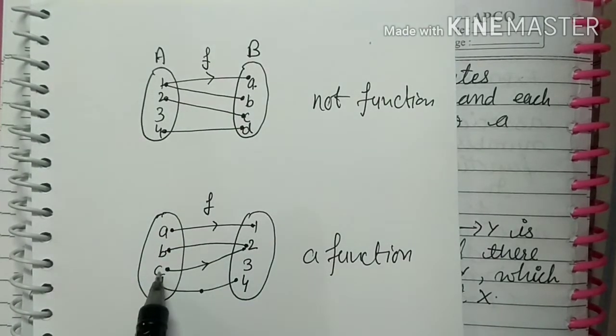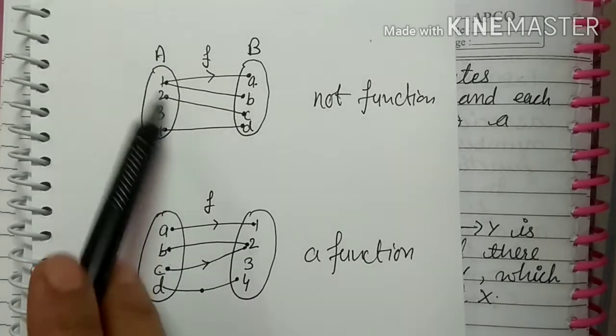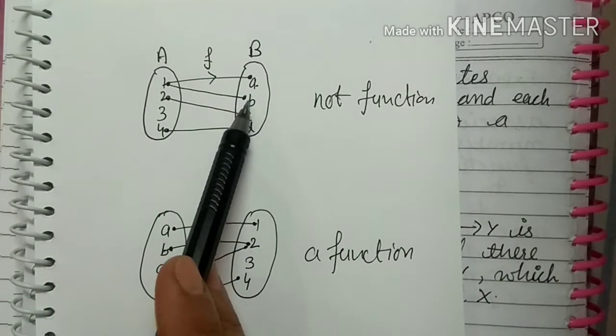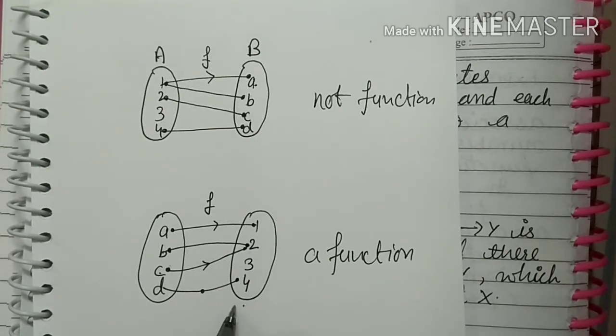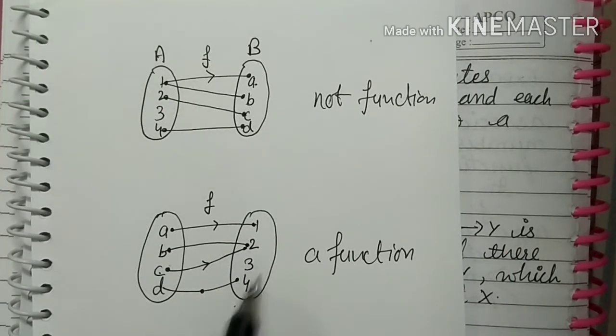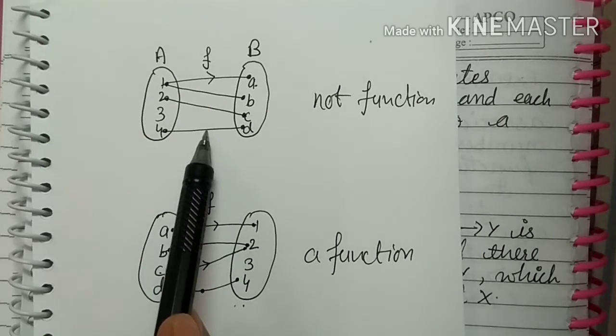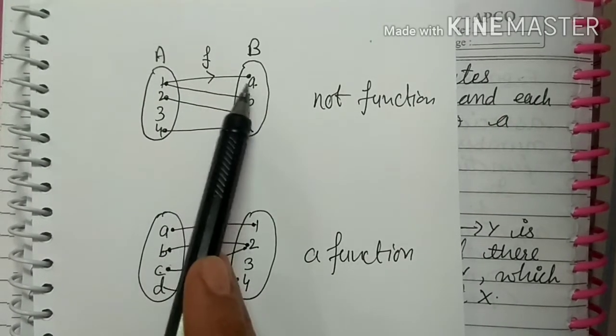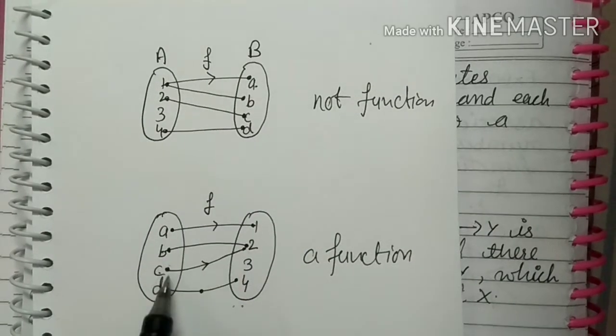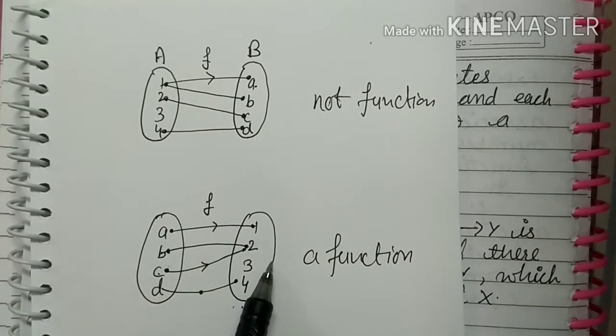But in this arrow diagram, we can see that even two elements have the same image. In this, a single element has two images, but here two elements have the same image. So it can be possible. This can be a function. This is a function even, but this is not a function, as a single element has a single image, but two elements can have the same image.